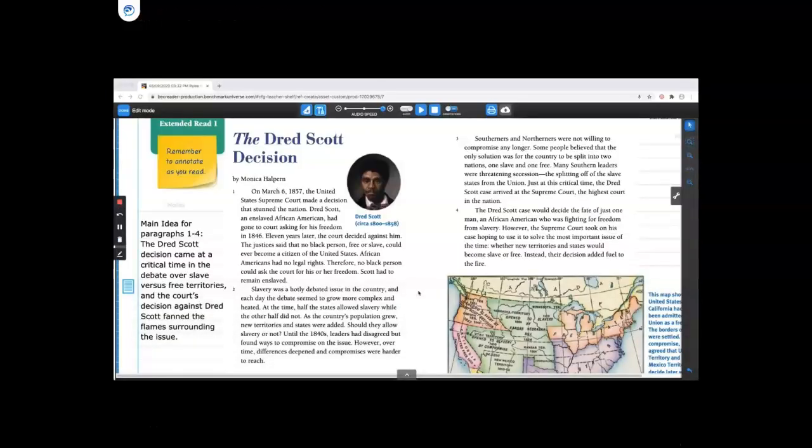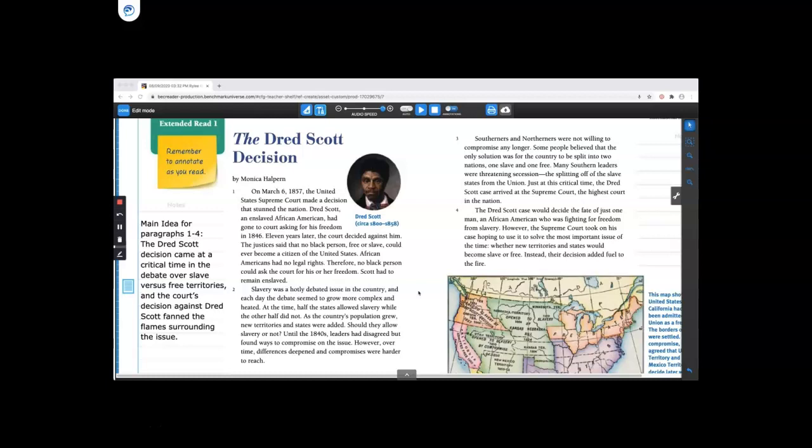Okay, we are going to be working on finding the key details for the Dred Scott decision. The key details are going to be supporting the main idea. All informational texts have a main idea. That is the most important idea in the entire text for the reader to understand.